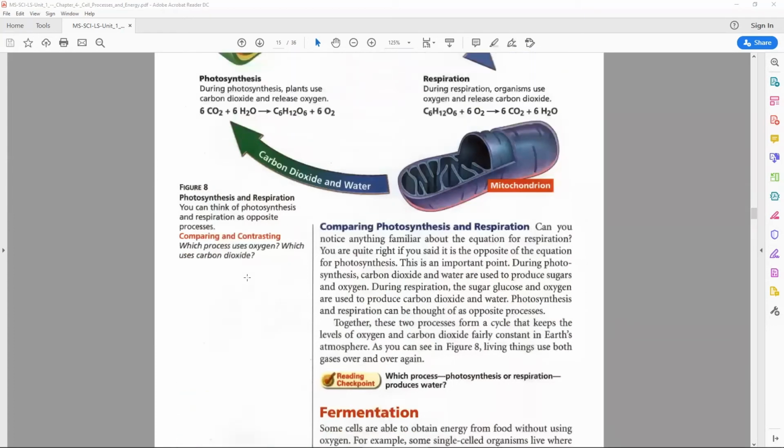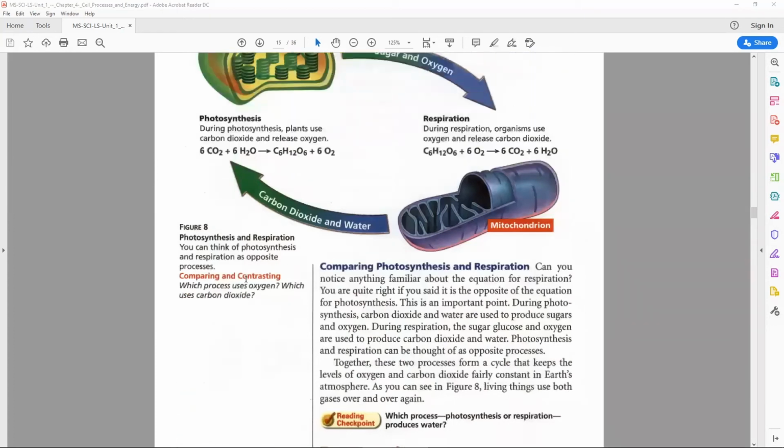Can you notice anything similar about the equation for respiration? Anything familiar about the equation for respiration? You are quite right if you said it's the opposite of the equation for photosynthesis. This is an important point. During photosynthesis, carbon dioxide and water are used to produce sugars and oxygen. During respiration, the sugar, glucose, and oxygen are used to produce carbon dioxide and water.